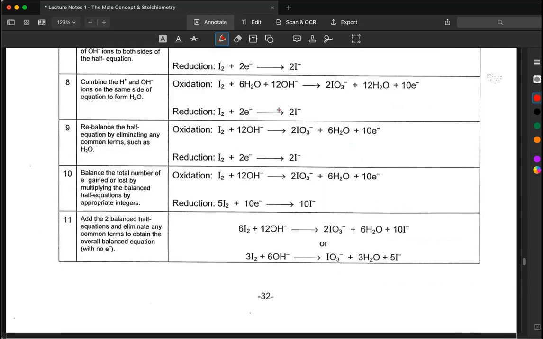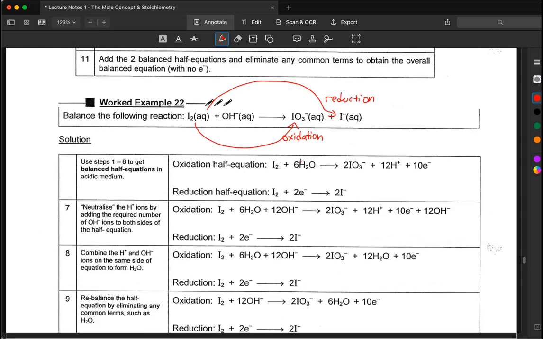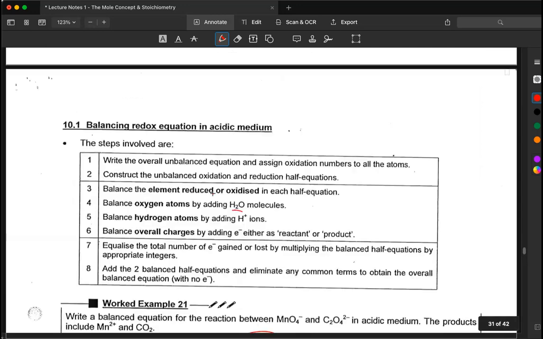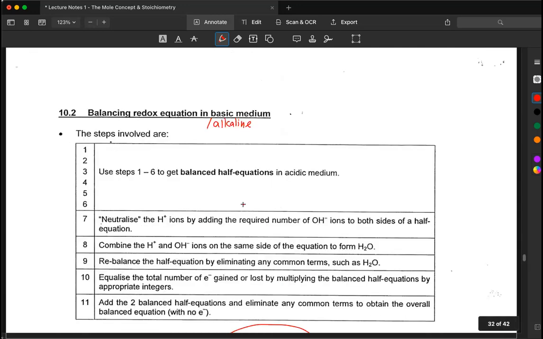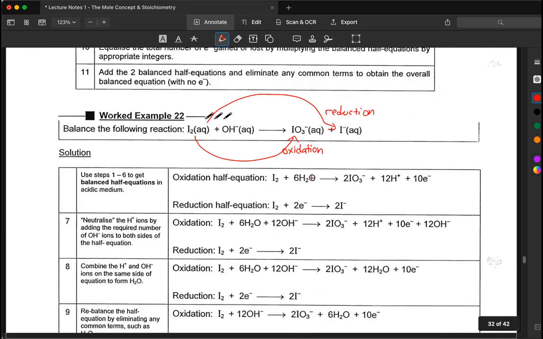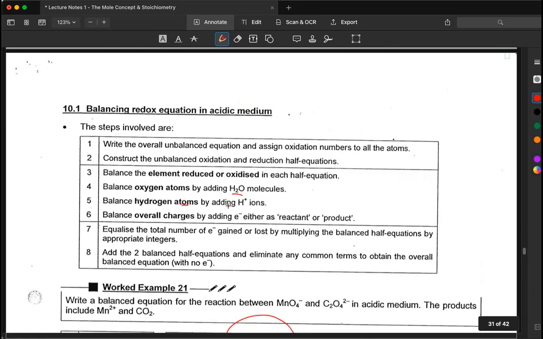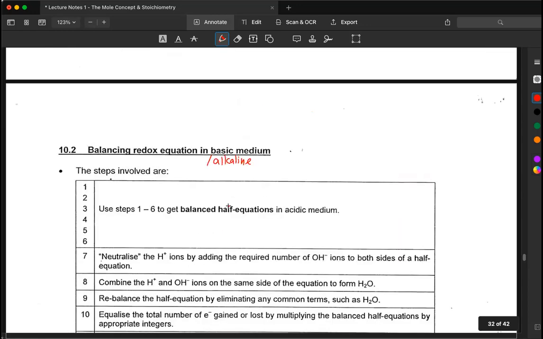So for the oxidation half equation, you write I2 plus water. You put water here because you need to balance the O. Remember? Balance the O. I told you just now. Balance the O by adding water. So that's a strategy, that's a step. Because there is O here, you write H2O. The next step, after you put the H2O, is to balance the hydrogen by adding H plus on the other side.